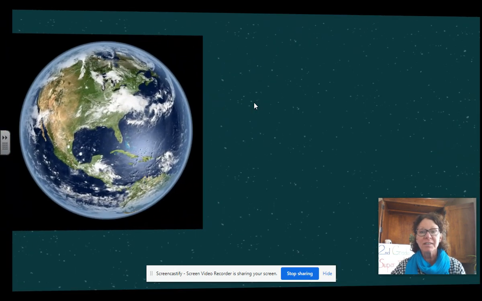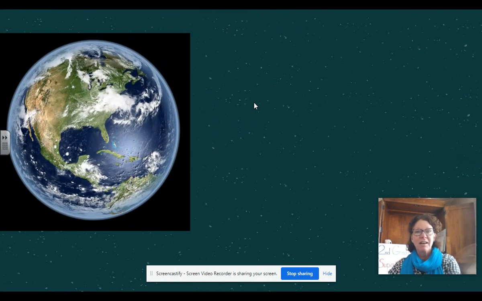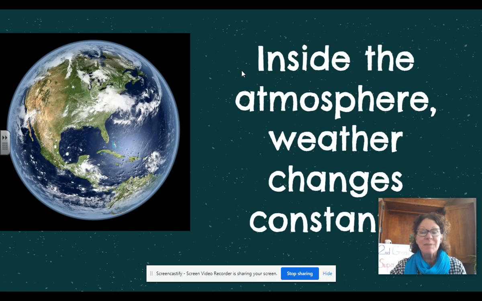All around the world, you can see that little haze around that globe. I thought it was cool because it looks like the atmosphere there. That's where winds change, temperature changes, clouds move, and it's all happening all the time. Inside the atmosphere, weather changes constantly.